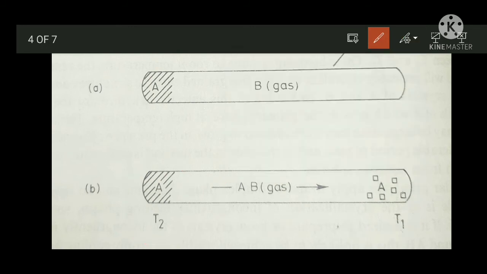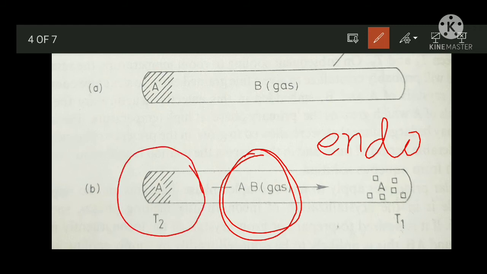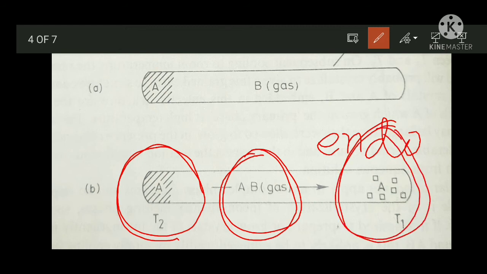Now there are two conditions that determine at which end of the tube the crystal will be grown. If the formation of this gaseous AB is endothermic, meaning heat is absorbed during the reaction, then the reaction takes place at the hotter end of the tube, at T2, and the decomposition of AB takes place at the cooler end of the tube, and the crystals are deposited at this cooler end.